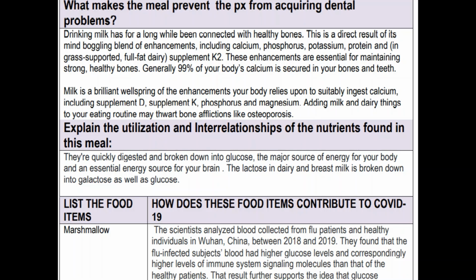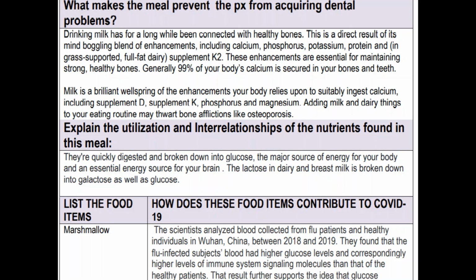So we need to explain the utilization and interrelationships of the nutrients found in this meal. They are quickly digested and broken down into glucose, which is the major source of energy for our body and an essential energy source for our brain. So the lactose in dairy and breast milk is broken down into galactose as well as glucose.